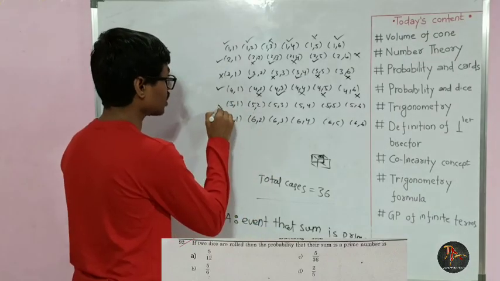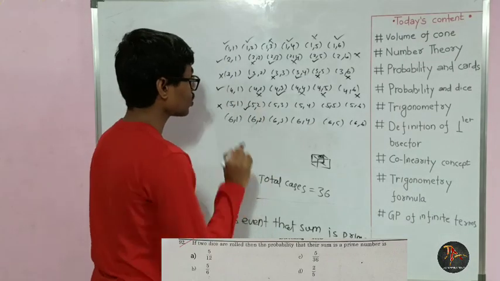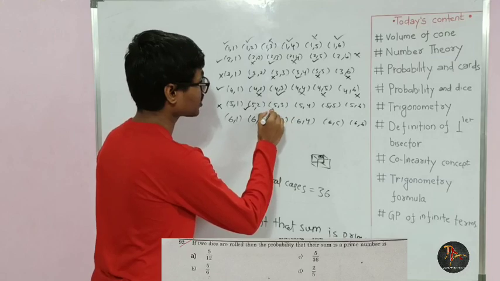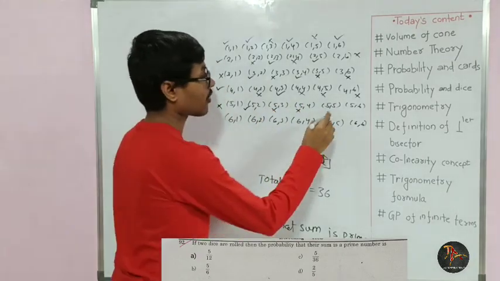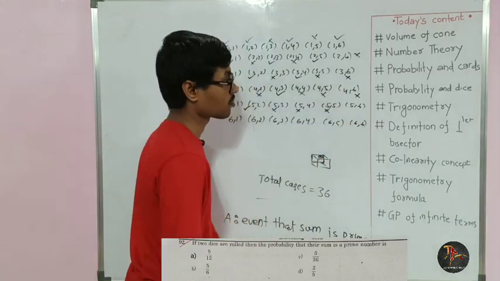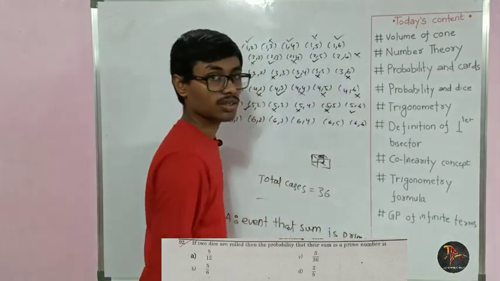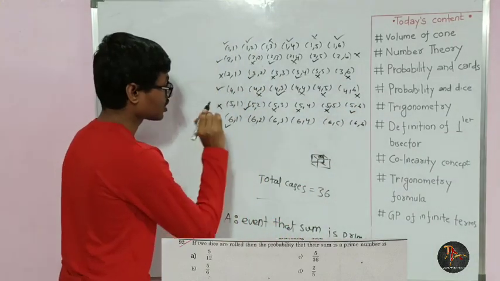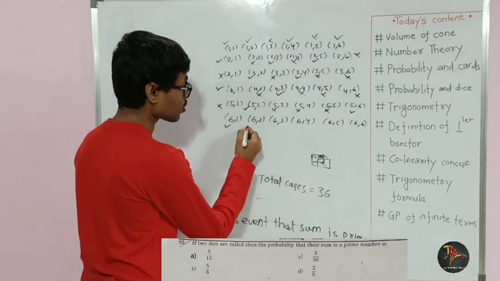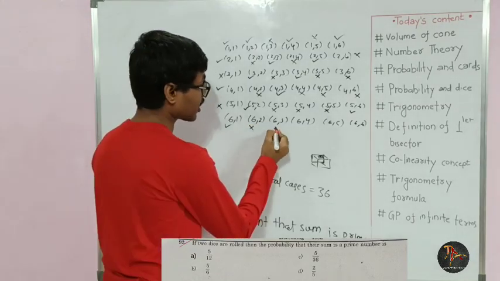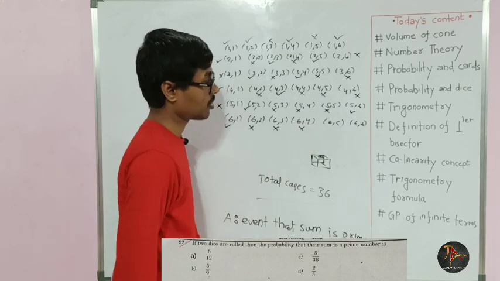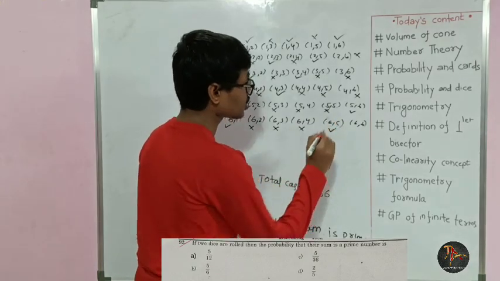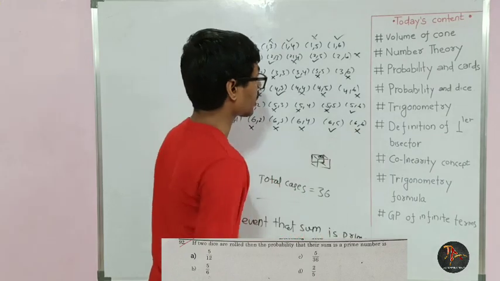Now 5 + 1 is 6, not prime. 5 + 2 is 7, prime. 5 + 3 is 8, not prime. 5 + 4 is 9, not prime. 5 + 5 is 10, not prime. 5 + 6 is 11, prime. Now 6 + 1 is 7, prime. 6 + 2 is 8, not prime. 6 + 3 is 9, not prime. 6 + 4 is 10, not prime. 6 + 5 is 11, prime. 6 + 6 is 12, not prime.